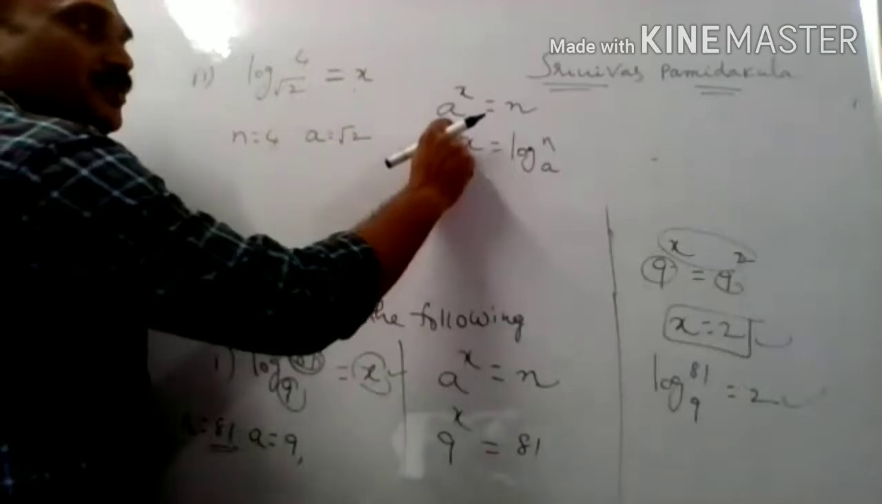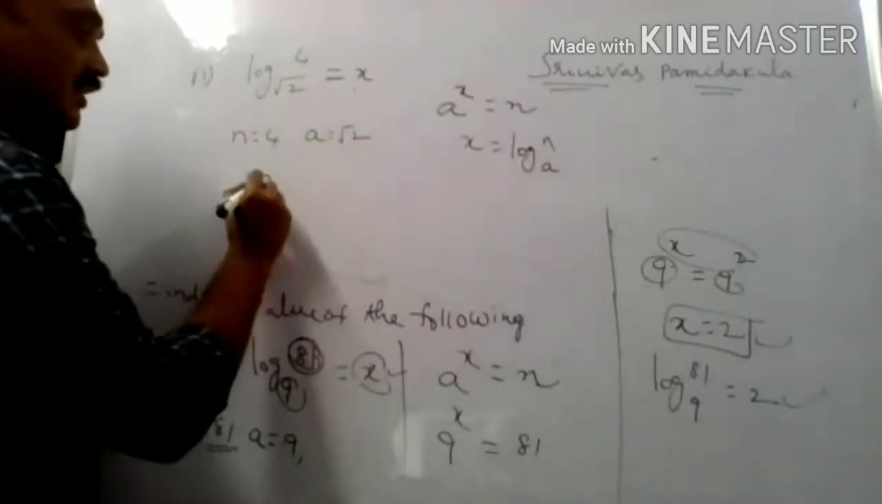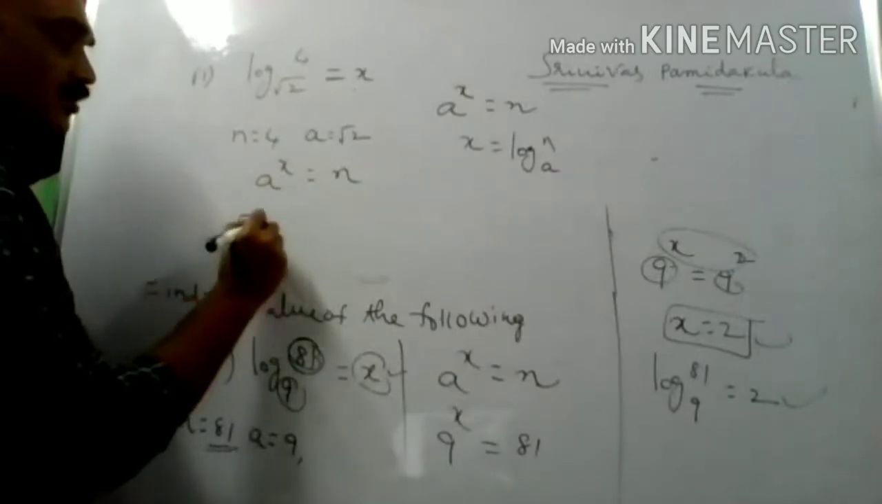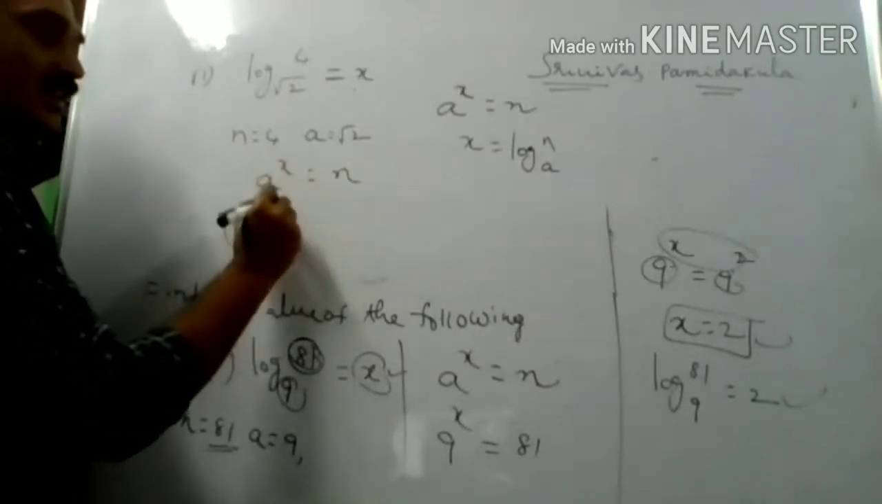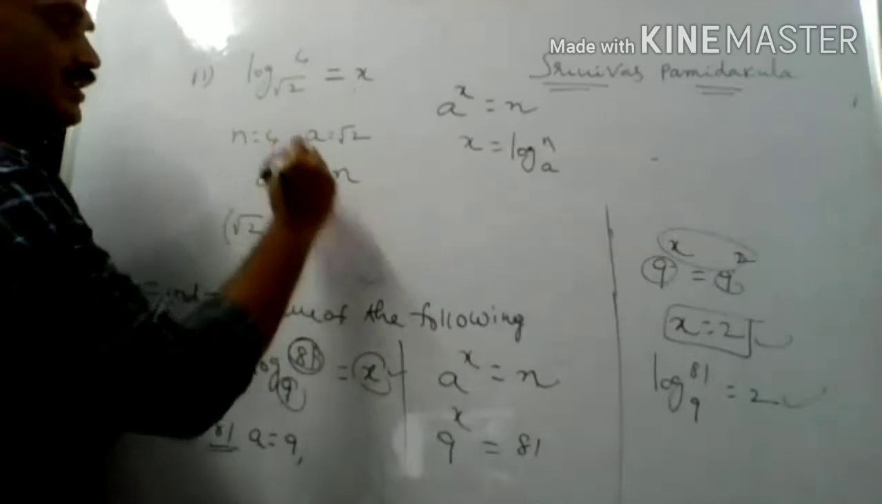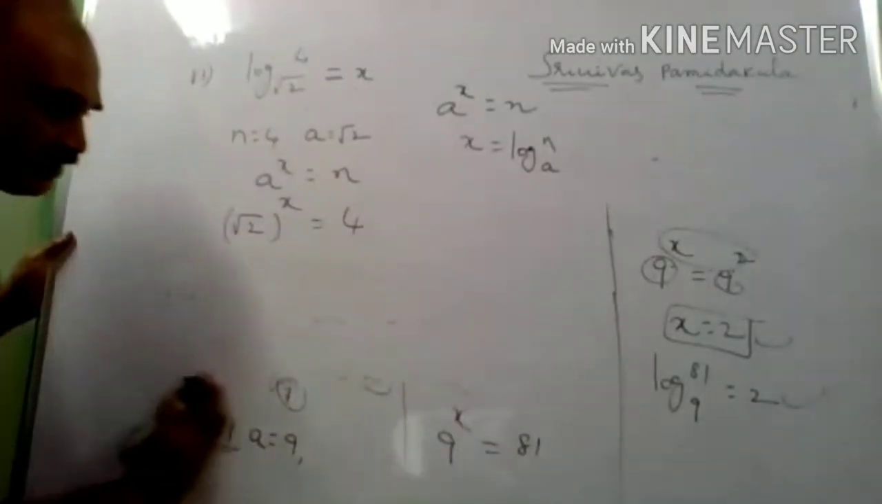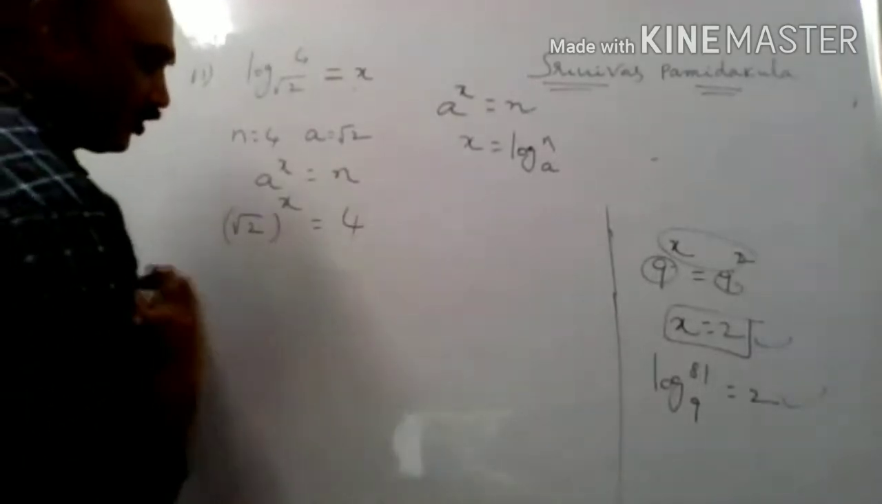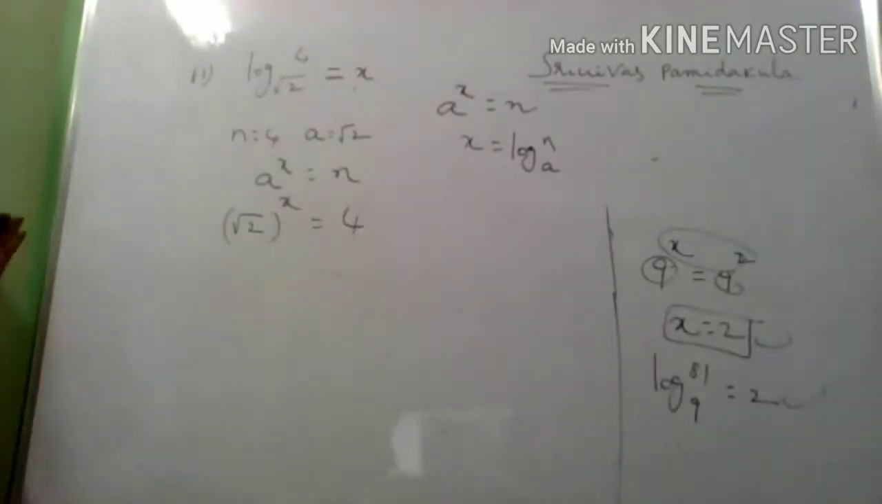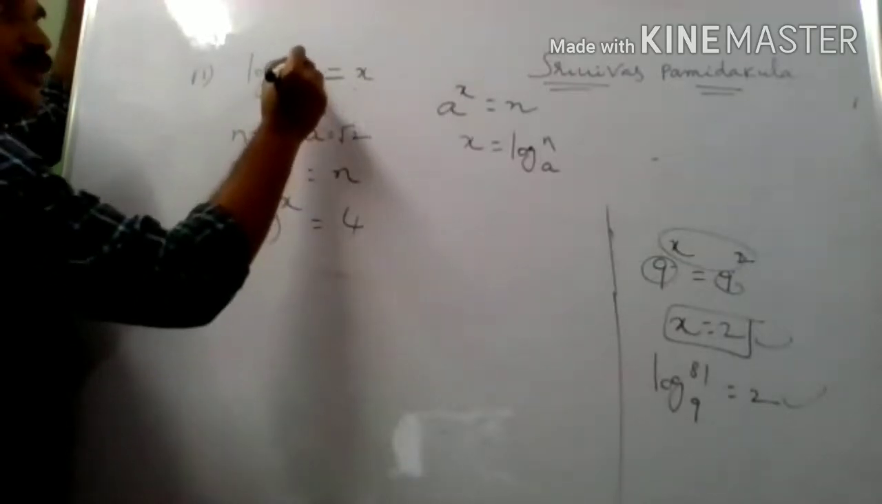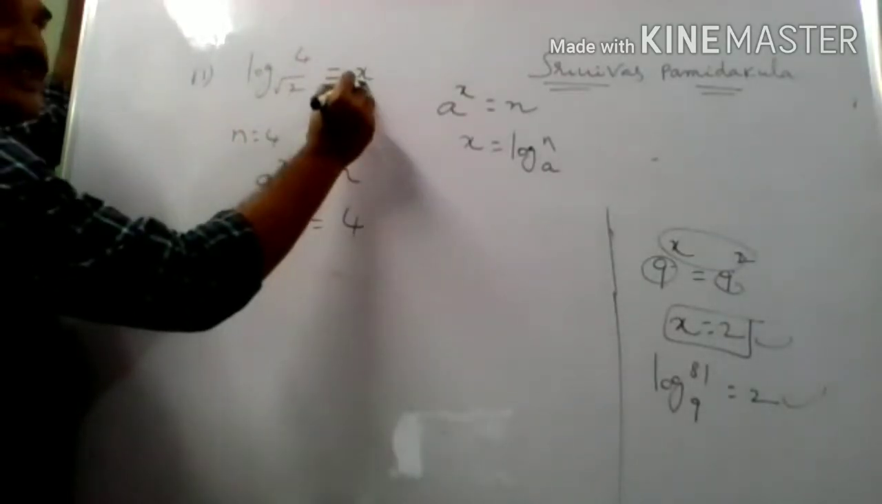Write the exponential form, students. a power x is equal to n. What is a? Root 2. What is n? 4. So root 2 whole power x is equal to 4. Students, this is the logarithm form: log 4 to the base root 2 is equal to x.